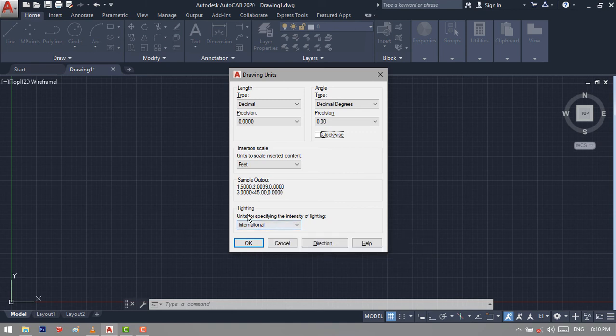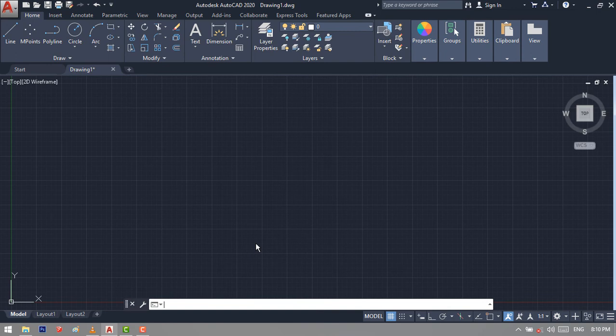Here is lighting unit for specifying the intensity of light. We have two options: international and American. So that was all from units.